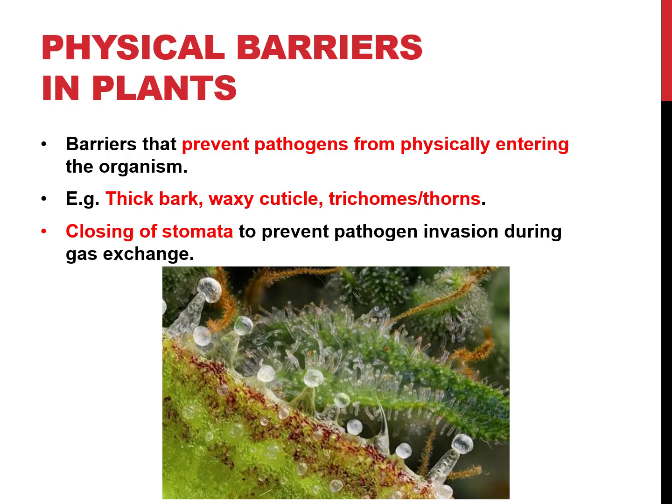So what about plants? What do they have for physical barriers? Essentially, it's their stuff like their bark. All right, so dead phloem tissue, waxy cuticle on the leaves, and of course some of them have thorns and other protruding membranes like trichomes. All right, and of course closing the stomata, because they are all little entrances into the plant's leaves and therefore the plant. Okay.